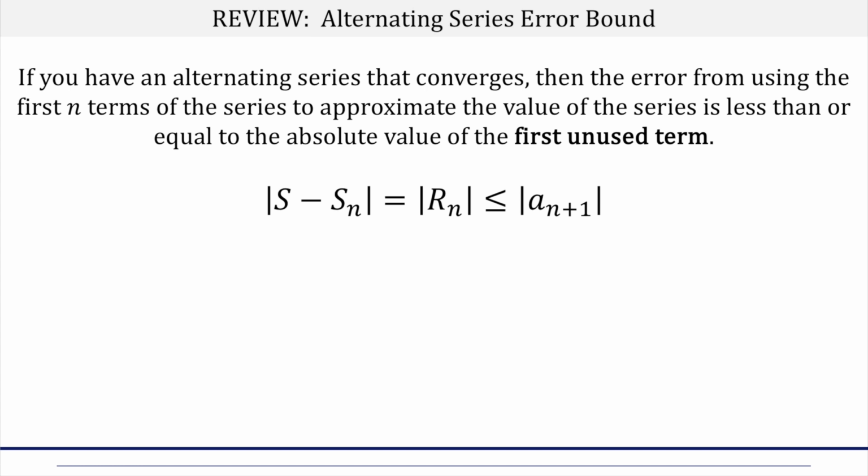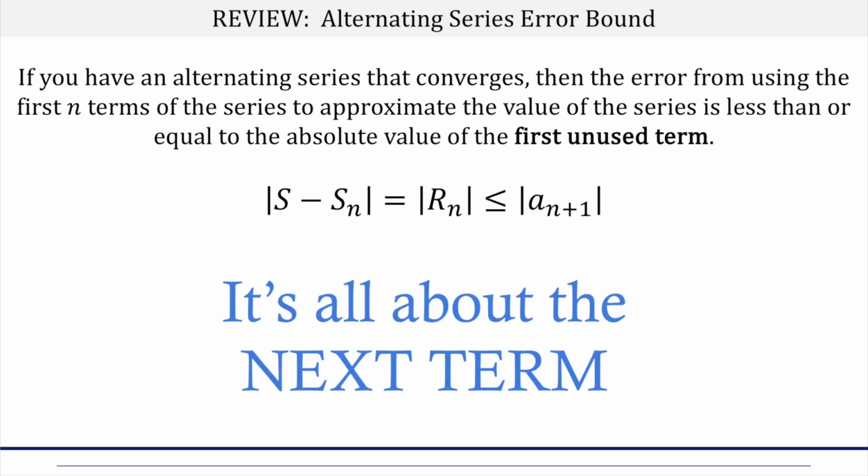When we were doing divergence and convergence of series, we talked about the alternating series error bound. And remember, the error was all about the next term. It was all about the next term. And the error for a Taylor polynomial is similar to that.